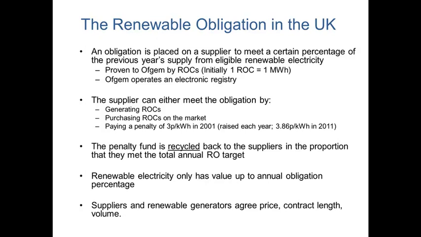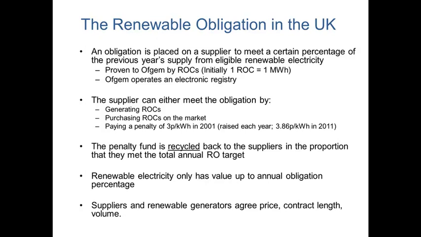In this system, the supplier can either meet the obligation by generating ROCs, or purchasing ROCs on the market, or paying a penalty, which initially, when the system was launched in 2001, was 3 pennies per kilowatt hour and is now a bit higher. This penalty feeds a penalty fund, and that's the particularity of the ROC system: it is recycled back to the supplier in the proportion that they met the total annual renewable obligation target.